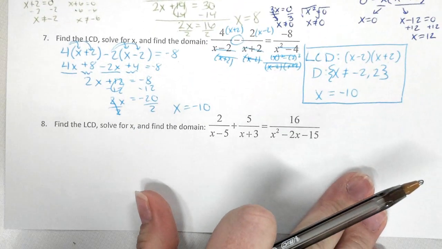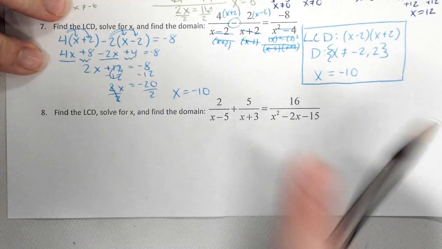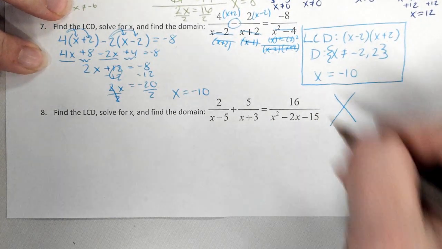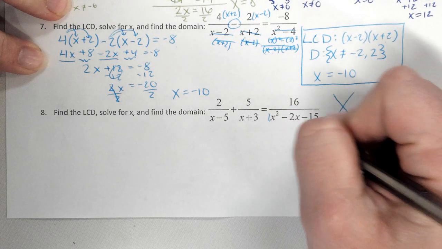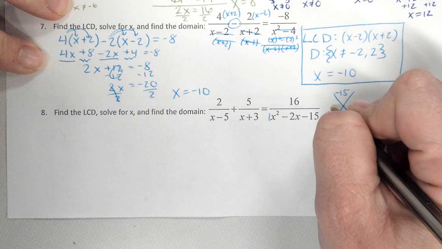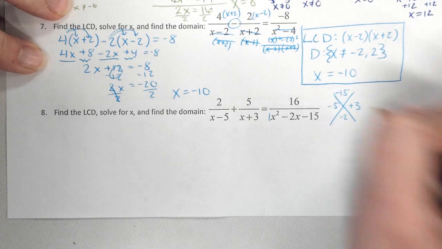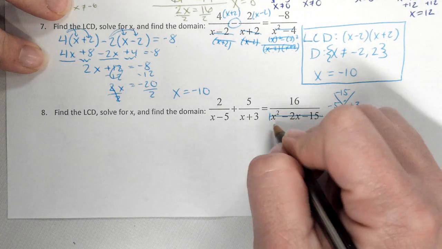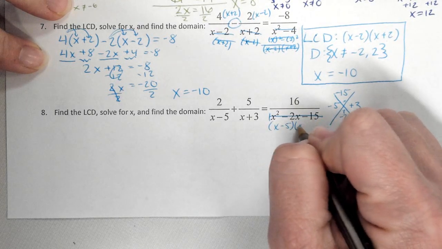Okay, this next one is very similar, except it's not a perfect square, so I'm going to go ahead. A is 1, so I don't have to do the box, but I just have to do my x. A times c is negative 15. B is negative 2. So that's going to be negative 5 times positive 3. Gives me negative 15 and adds to give me negative 2. So this becomes x minus 5, x plus 3.